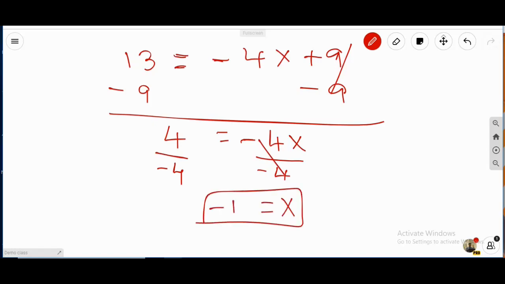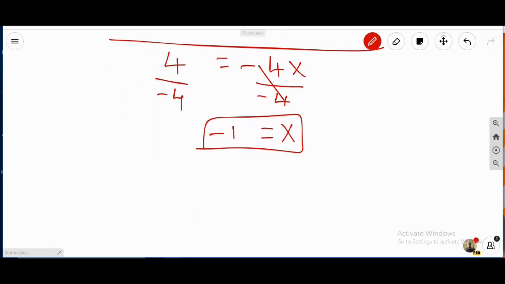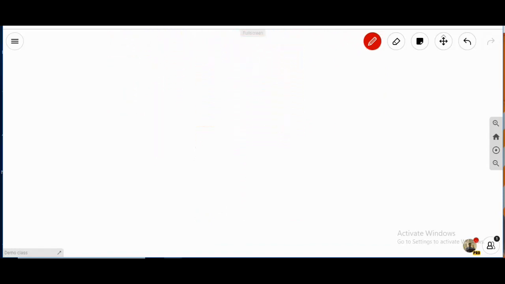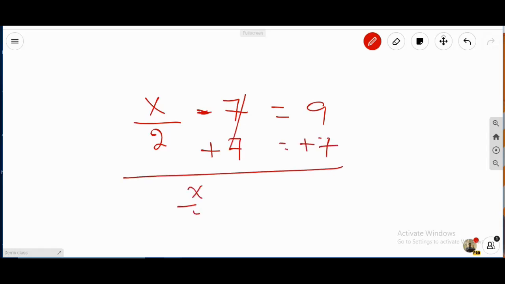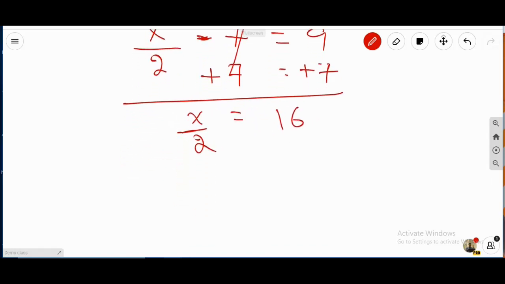So let me pick one more example here with fractions in it. It's x over 2 minus 7 equals 9. Again here, first step is to get rid of the constant, which is negative 7. So I'm going to add 7 on both the sides, and then I would get x over 2 equals 16. So here again I have x over 2. So therefore, to get rid of the division, I have to multiply by the reciprocal, which is 2, or I'm multiplying by 2. So I could get x is equal to 32.